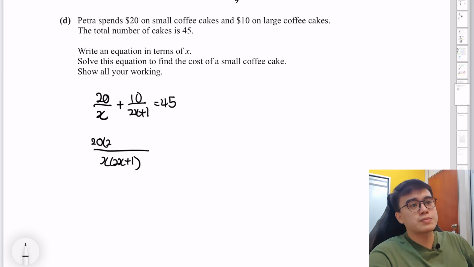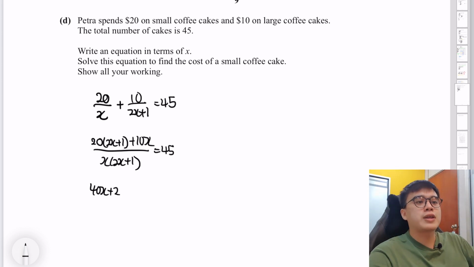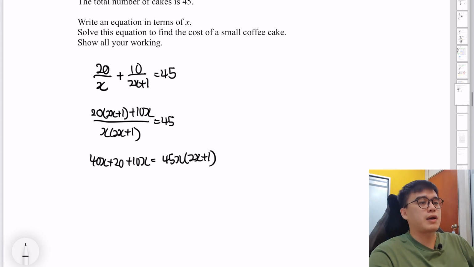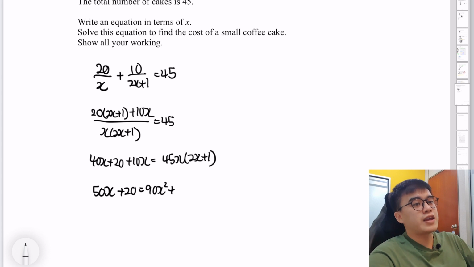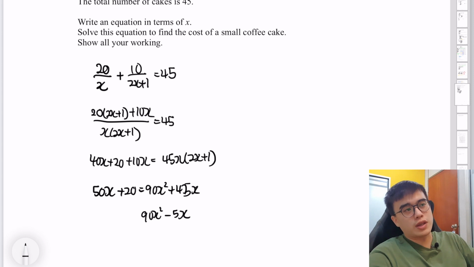So for the 20, I was being multiplied by 2x plus 1, while the 10 will be multiplied with x. So I transfer the denominator away and expand the brackets up. I'm getting 40x plus 20 plus 10x equals to 45x multiplied with 2x plus 1. So let's finish up the calculation here. Okay, I got 50x plus 20 equals to 90x squared plus 45x. Arrange them up. You will get 90x squared minus 5x minus 20.